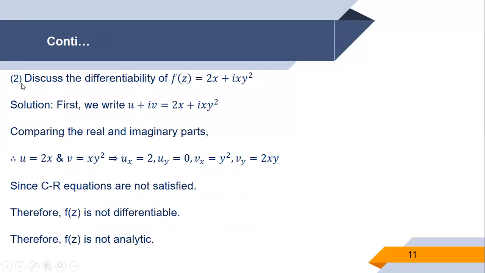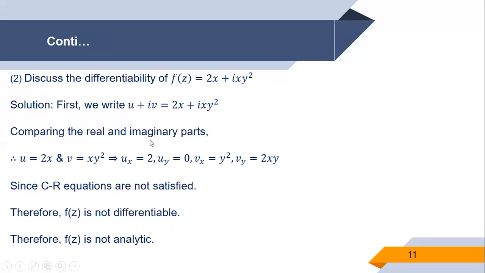Now the next example: discuss the differentiability of the function f z is equal to 2x plus i xy square. So first we write u plus iv is equal to 2x plus i into xy square. What is the real part? The real part is 2x and the imaginary part is xy square. Now differentiate with respect to x and y. So ux is 2, uy is 0, vx is y square and vy is 2xy.